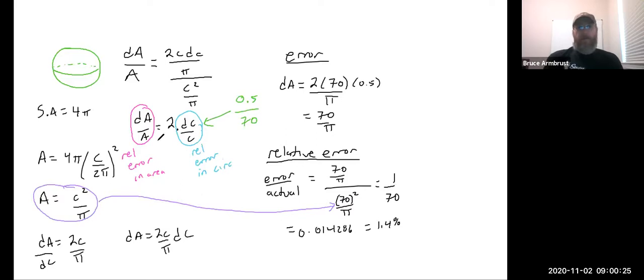So if you don't want to know the actual error, if all you want is relative error, it can be faster if you do this. Just a little advice from Bruce to you, someone who's done a bajillion of these to someone who hasn't. This can be a time saver.